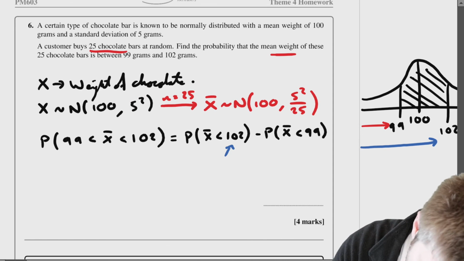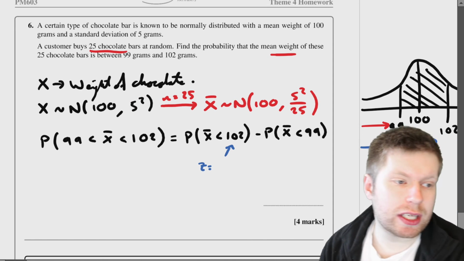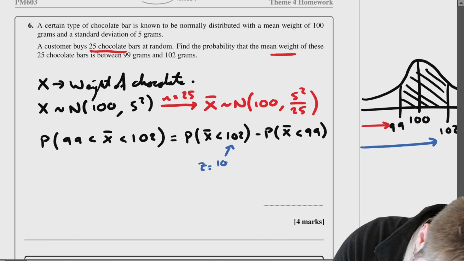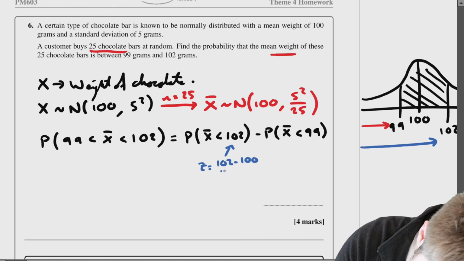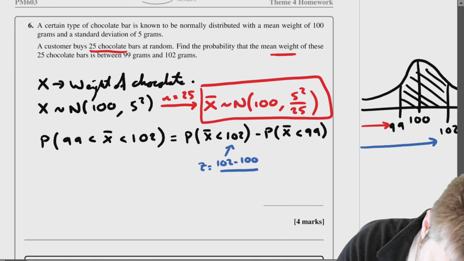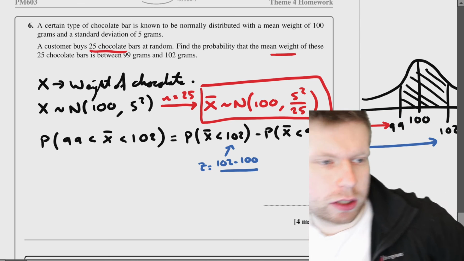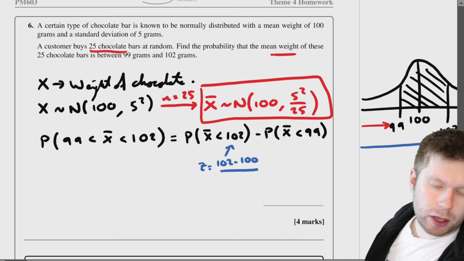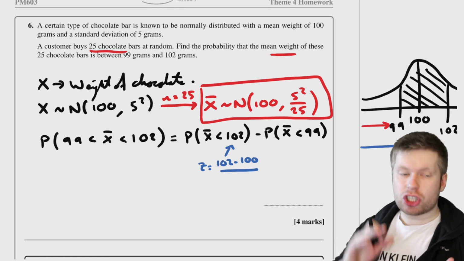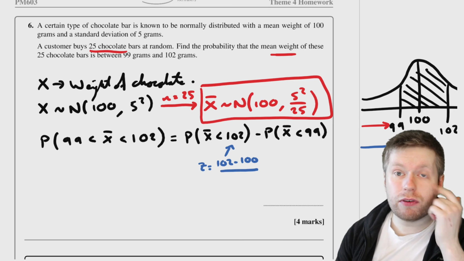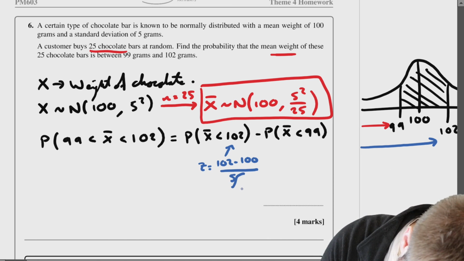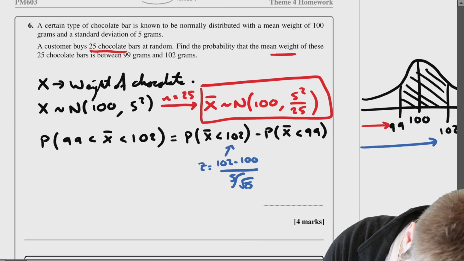First of all, I need to standardize. So I'm first of all going to work out how many units of standard deviation from the mean 102 lies. Well, it's going to be 102, take away my mean, which is 100, divided by my standard deviation. Now remember, I'm using this distribution because I'm looking at the mean weight of my 25 chocolate bars. So the standard deviation is going to be the square root of 5 squared over 25, which is equal to 5 over the root of 25.